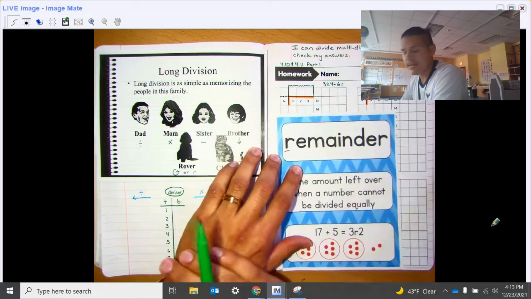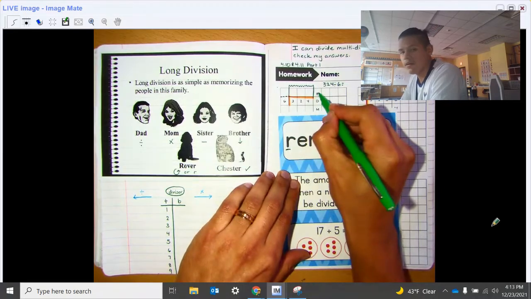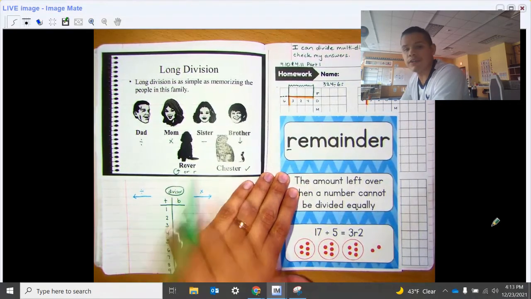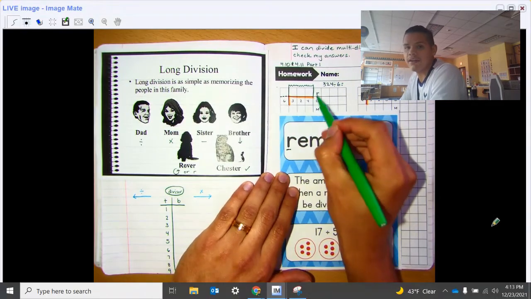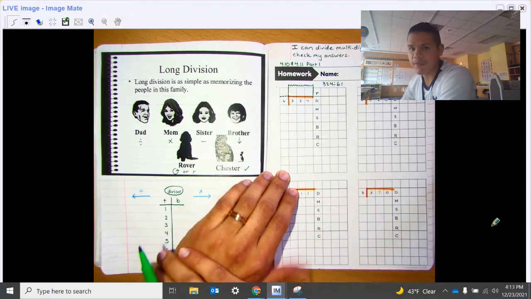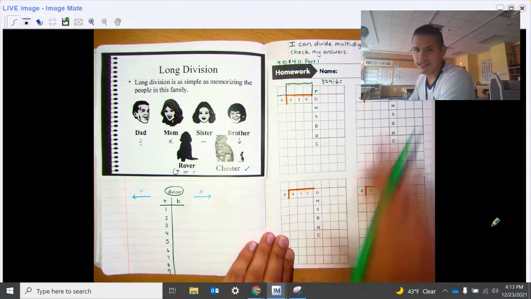Now, our remainder starts with the letter R for Rover. Now, I know some of you have your furry friends that are inside of the house, but Rover is an outside dog. He likes to be outside of the house. So if you have a remainder, that R for remainder goes outside of the house. And that's how I like to remember it. Again, just make sure you're following along.